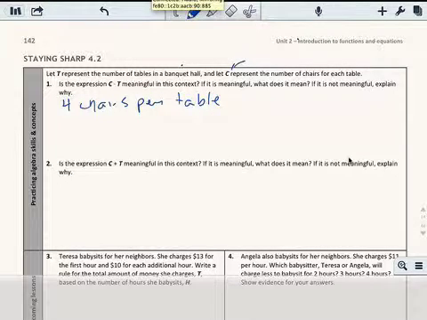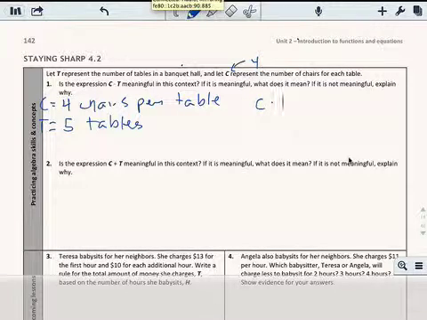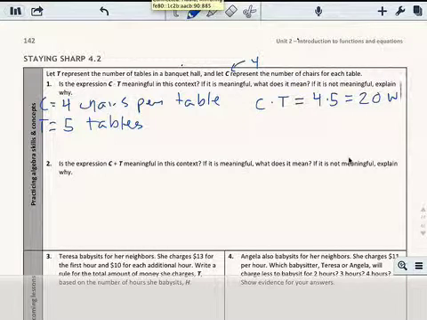And so I just said that C was 4. And I'm going to say that there are 5 tables. So this is C equals 4 and T equals 5. I'm going to multiply those. I'm going to say C times T equals 4 times 5, and that is 20. And the question is, 20 what?